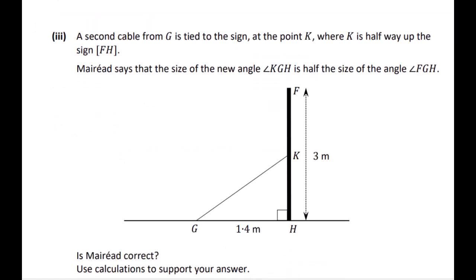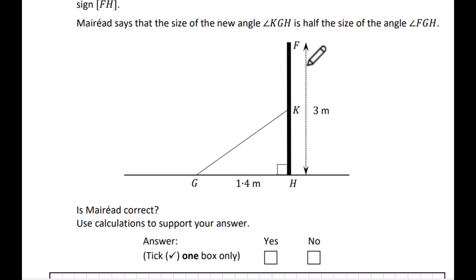A second cable from G is tied to the sign at the point K, where K is halfway up the sign FH. And they show that here. There's FH, which was 3 meters, and K is where the new cable is tied. Mairead says that the size of the new angle KGH is half the size of the angle FGH. Is Mairead correct? Use calculations to support your work. So we've got to calculate this angle here now and see is it half of what we got before.